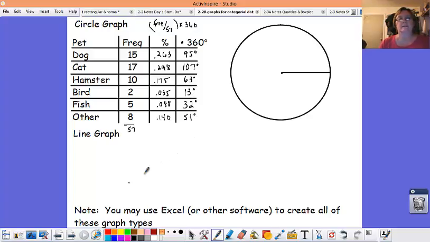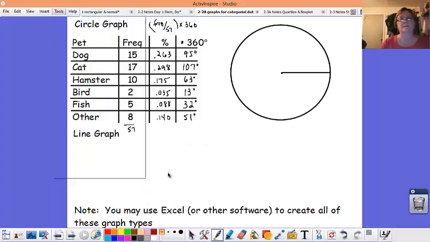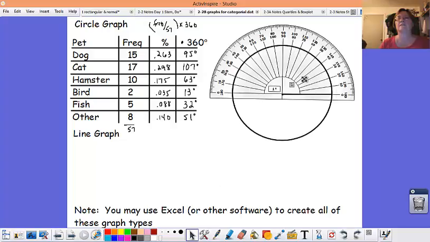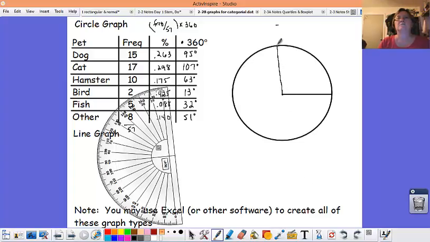Now, you can see my note at the bottom. You can certainly do this with technology. I am going to attempt to do it with my math tools here in Active Inspire. We do have a protractor, which is what you'd need for this. Our crosshairs right on the center of the circle. And I need to show a 95-degree angle. If this is my 0 line, and I'm reading the inside scale, and 95 is right about there. I'm going to make a little mark up there. I'm going to move my protractor in that direction, right up like that.